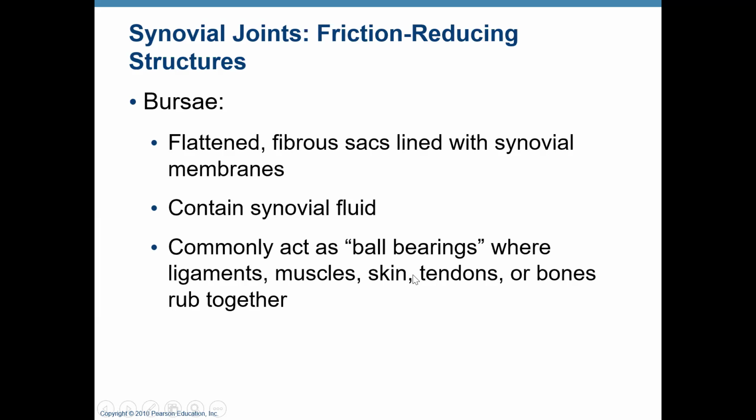Similar to synovial membranes that make synovial fluid, you'll find these little sacs called bursar sacs in areas where you don't want friction to occur. Within the bursar sac is synovial fluid. Here it's saying they act like ball bearings where you want to reduce friction, maybe where a ligament may be, or where muscles may be rubbing over a particular bone, or bone over skin. Anyway, you want to prevent friction. That's the function of these bursar sacs.